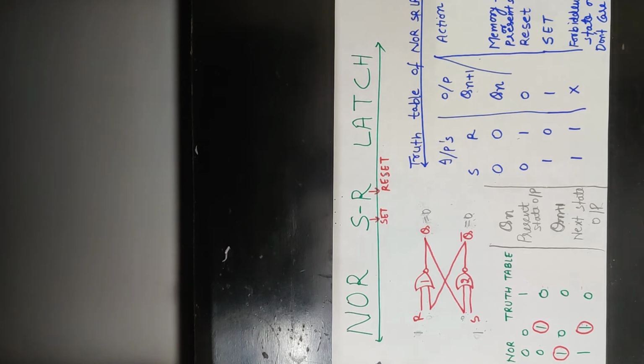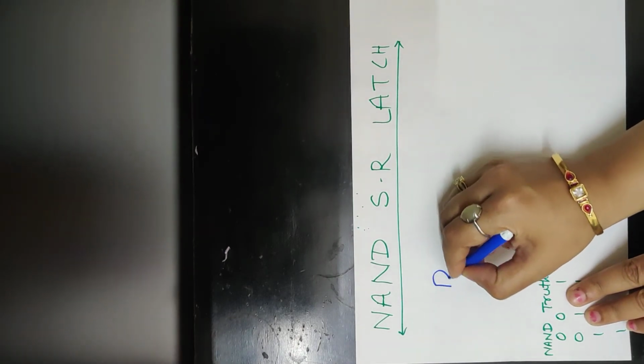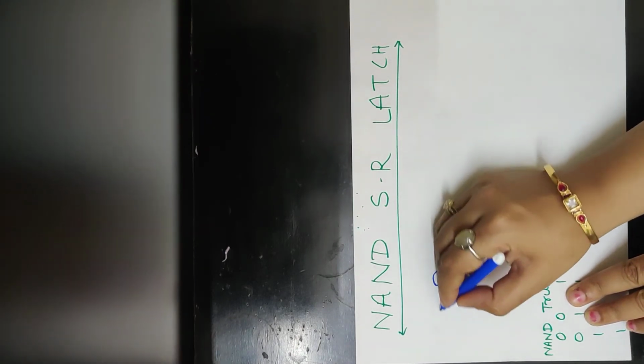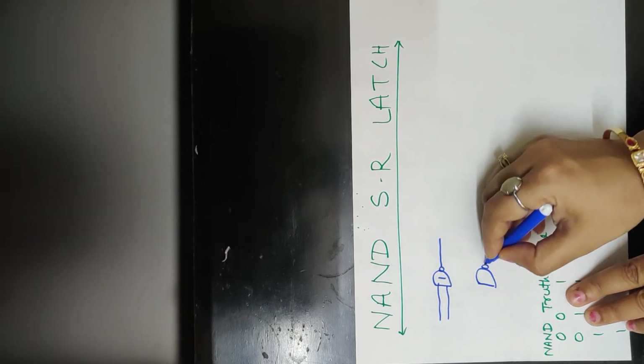Okay. Now as we have designed the NOR SR latch, in the same way we can design the NAND SR latch. In that case we have to take two NAND gates. So first I am drawing the circuit diagram of the NAND SR latch. I am taking two NAND gates, NAND gate 1 and NAND gate 2.